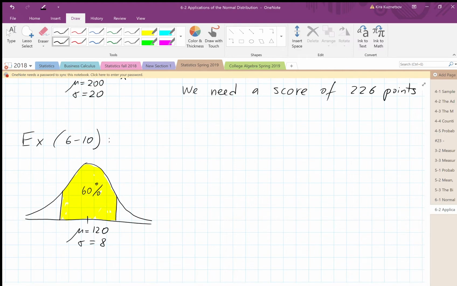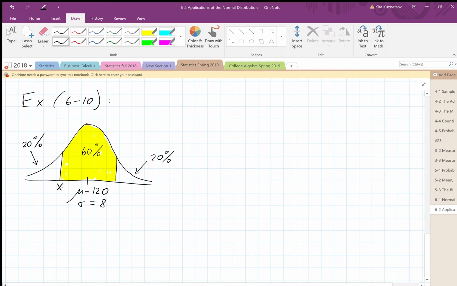So if I have the other 40% split into two, that means that my right tail is 20% and my left tail is another 20%. This is going to be my x1, which is the lower bound. This is going to be my x2, which is an upper bound. Just by looking at the graph, I know that my x1 is below 120 and I know my x2 is above 120. That's about it. I can also take a look at the standard deviation, but we'll take a look at this in a second after I finish this particular example.